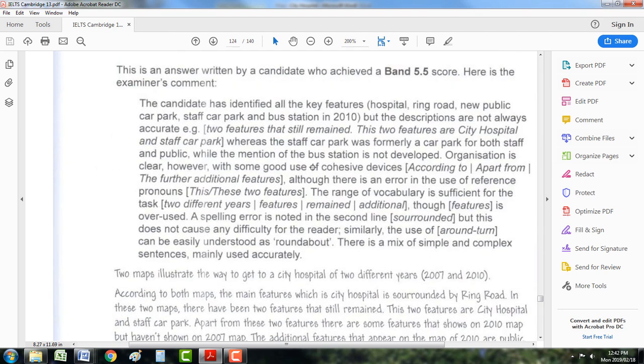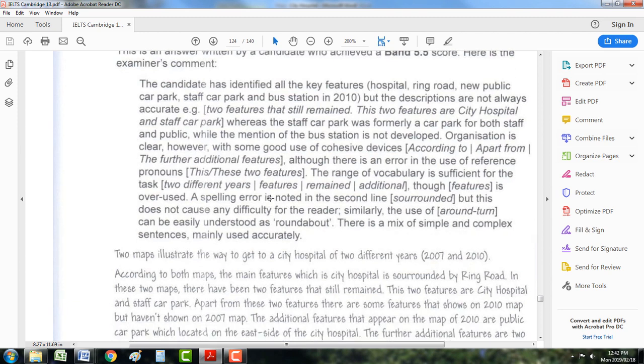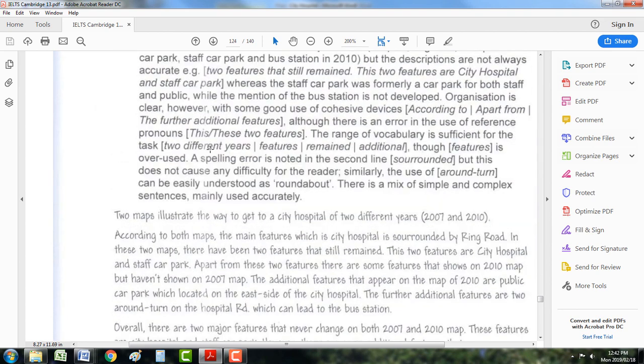Anyway, he got that a bit wrong. Organization is clear, with some good use of cohesive devices, some good linking language: according to, apart from, further additional features. You see, the examiners love to see that stuff, and it's so easy to do, so do it. Although there is an error in the use of reference pronouns, these 2 features. Anyway, reference pronouns, as you can see, you must use them correctly.